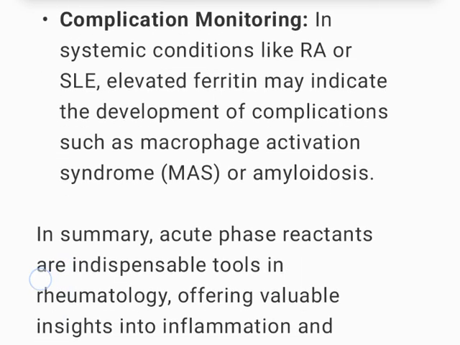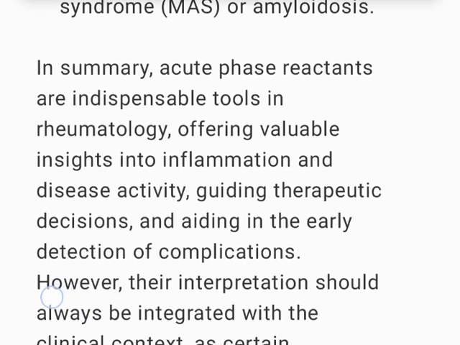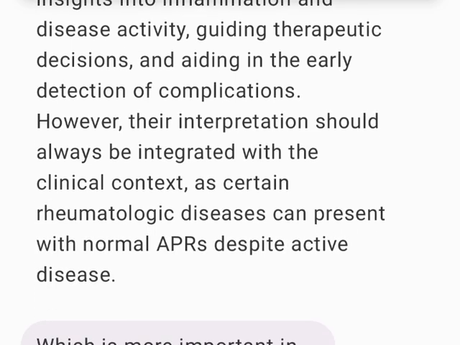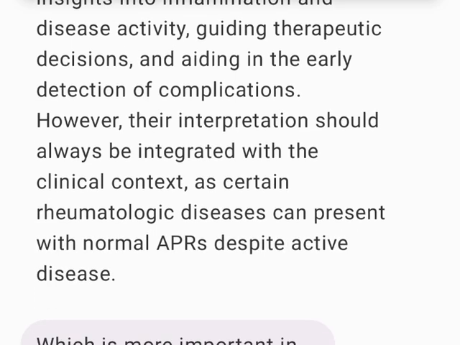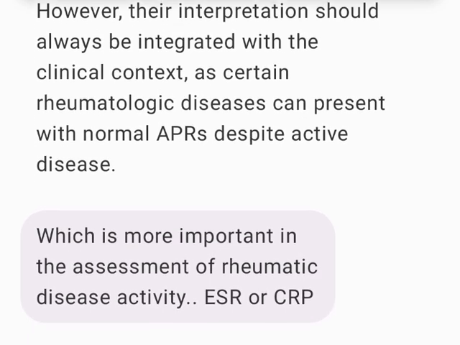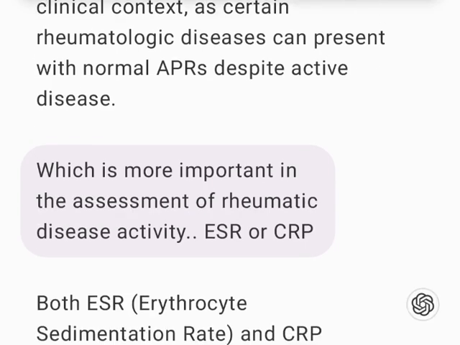Complication monitoring. In systemic conditions like RA or SLE, elevated ferritin may indicate the development of complications such as macrophage activation syndrome, MAS, or amyloidosis. In summary, acute phase reactants are indispensable tools in rheumatology, offering valuable insights into inflammation and disease activity, guiding therapeutic decisions, and aiding in the early detection of complications. However, their interpretation should always be integrated with the clinical context, as certain rheumatologic diseases can present with normal APRs despite active disease.